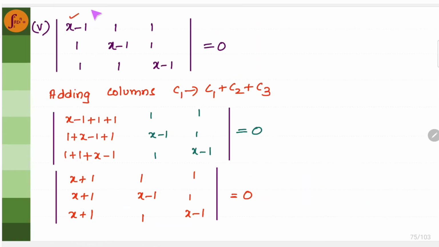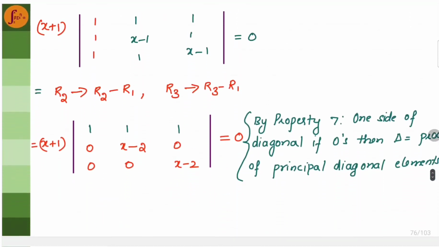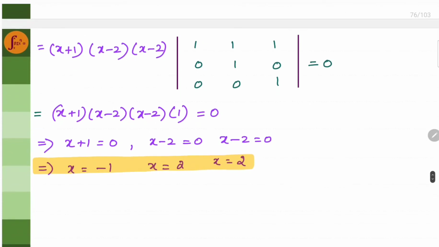Same approach. Add all the columns, take the common factor out, make the elements zeros here. And since elements are zeros on one side of the diagonal, the determinant is the product of the elements, and the determinant is already given as 0 in the problem. Equate it, find the values of x. See, here you will get 3 expressions. x plus 1 is equal to 0, x minus 2 is equal to 0, x minus 2 is equal to 0. Now you figure out the value of x: x becomes minus 1, x becomes 2, and x becomes 2 here.